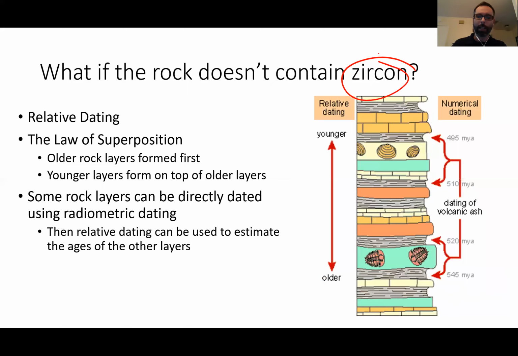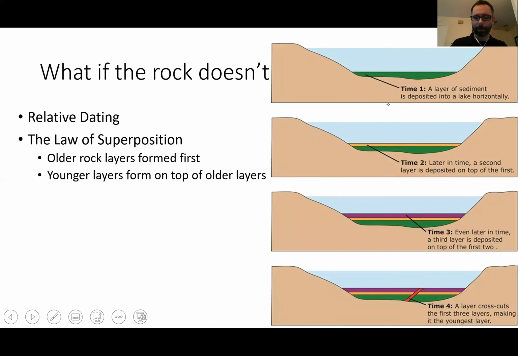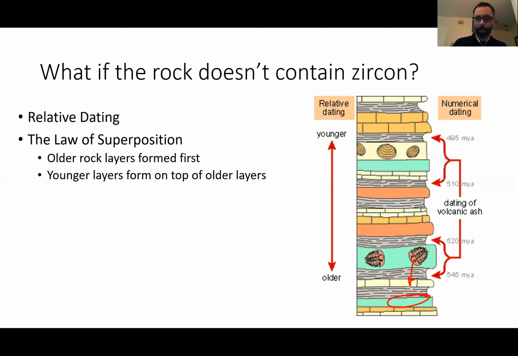Again, I skipped through this real fast, but the older rocks are at the bottom, the younger rocks are on the top. And that's where you get this one, older rocks at the bottom, younger rocks on the top, right? This is how we know the ages of all these fossils. That way we can understand how evolution works.